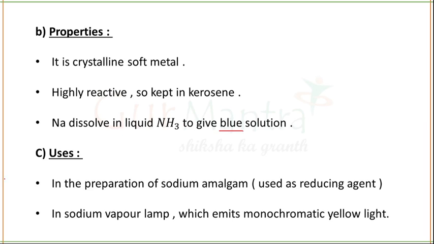Now the uses of Na, the uses of natrium. This natrium is used in the preparation of sodium amalgam. As you know, all the elements of group 1 show a reaction with amalgam, and this particular sodium amalgam acts as a reducing agent.